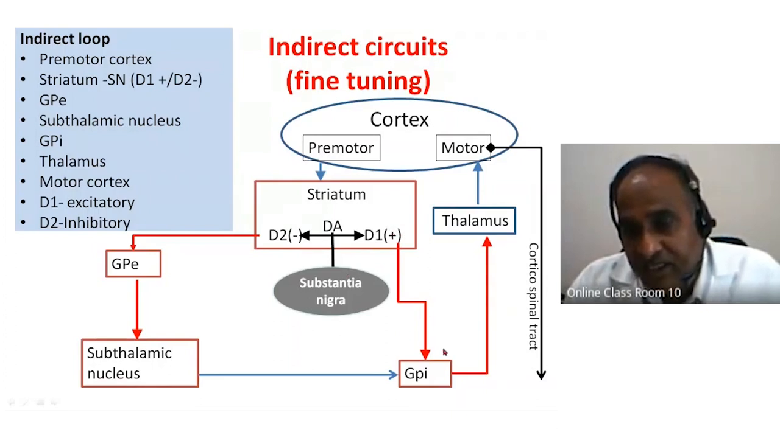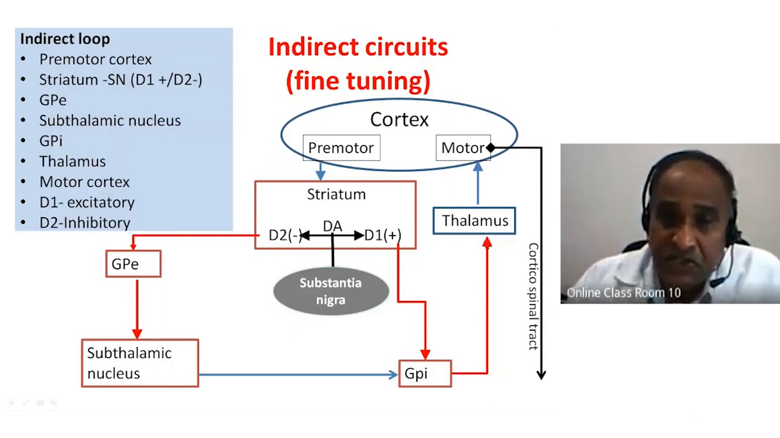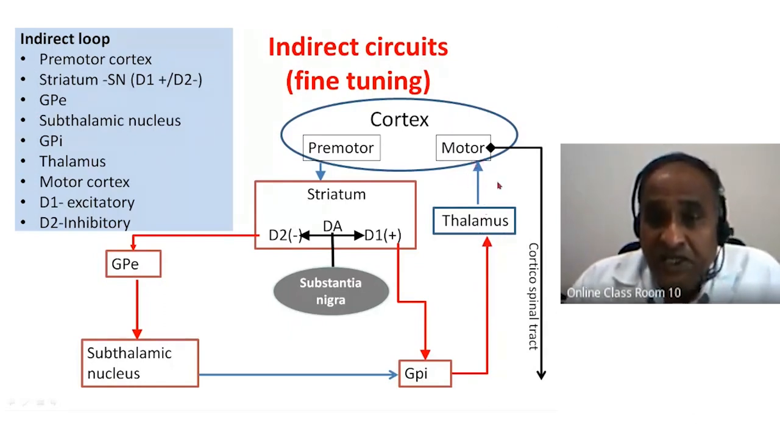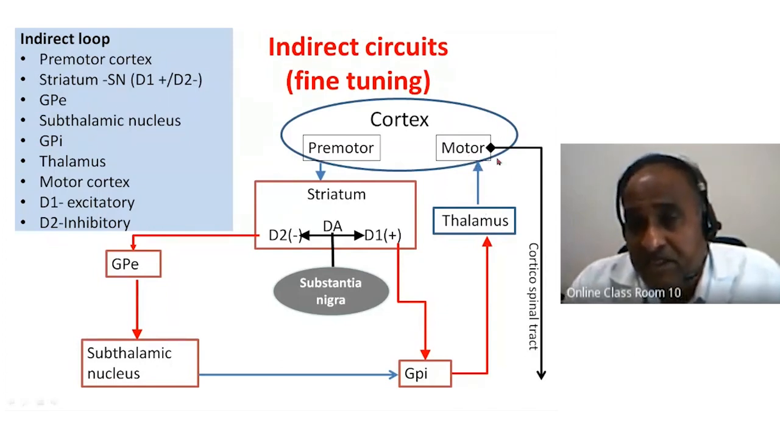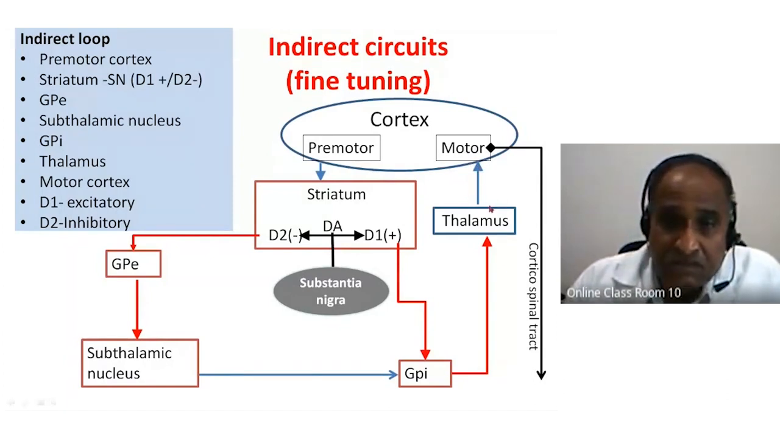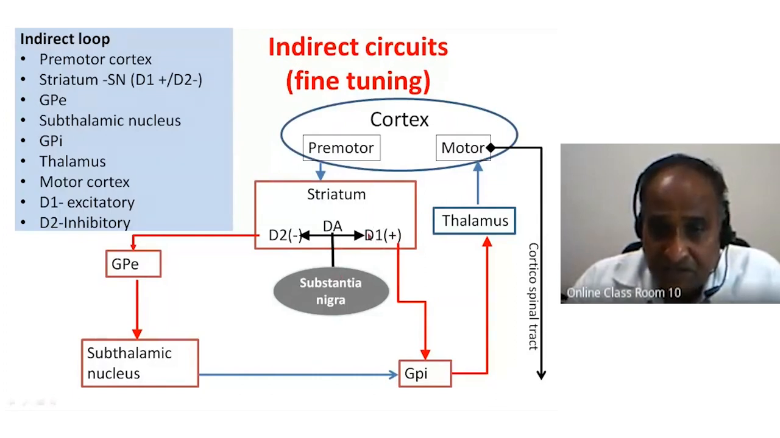Once it is excited, there will be more inhibition of the GPI. If there is more inhibition of the GPI, what happens? The control over the thalamus is diminished. That means there is a greater activity here. This output becomes very large. So this is what happens when we stimulate the D1 receptors.